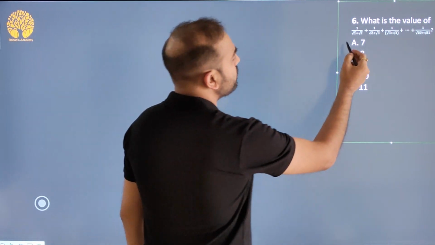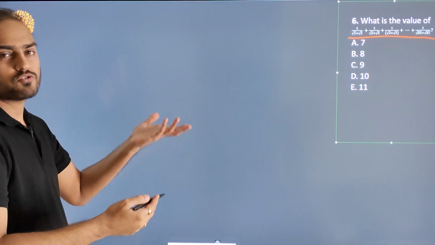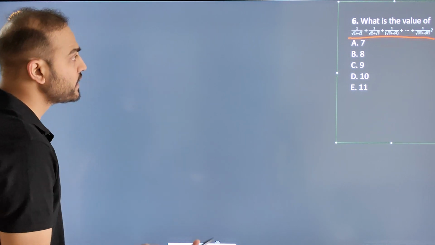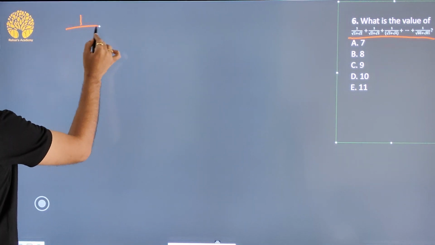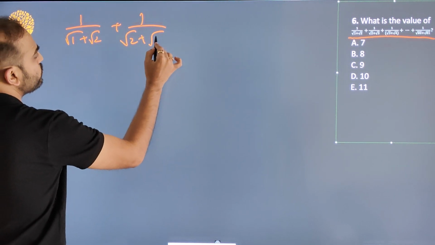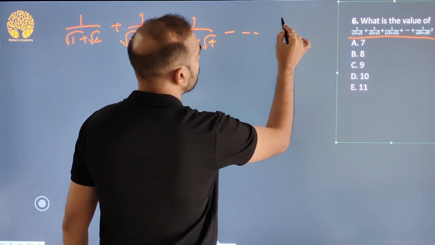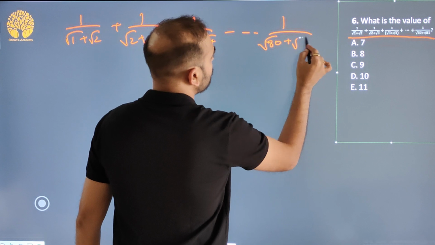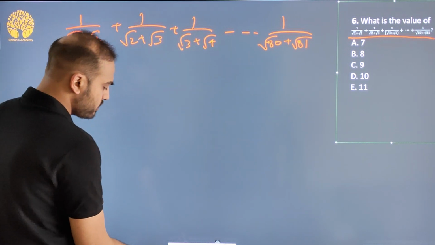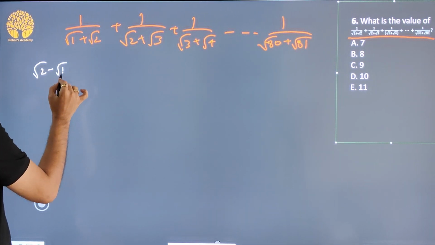Interesting question here. We need to find the value of this. Now if you look at it, you might think, oh, how will we do this, so much to solve? But remember, the only thing we know when a root is there in the denominator is to rationalize. So we have 1 over root 1 plus root 2 plus 1 over root 2 plus root 3, 1 over root 3 plus root 4 till 1 over root 80 plus root 81. The only thing we know is to rationalize. So let's do that. For the first one, you will multiply by root 2 minus root 1.